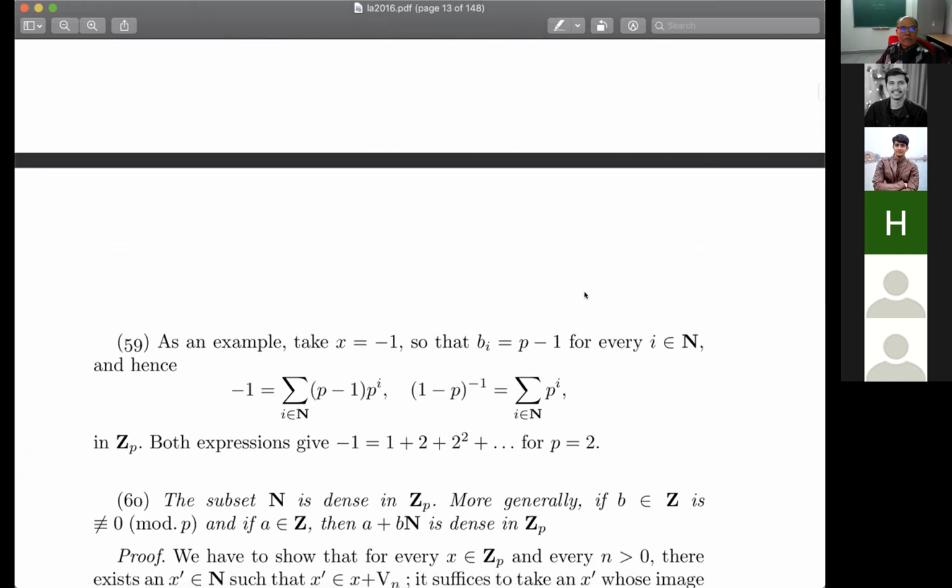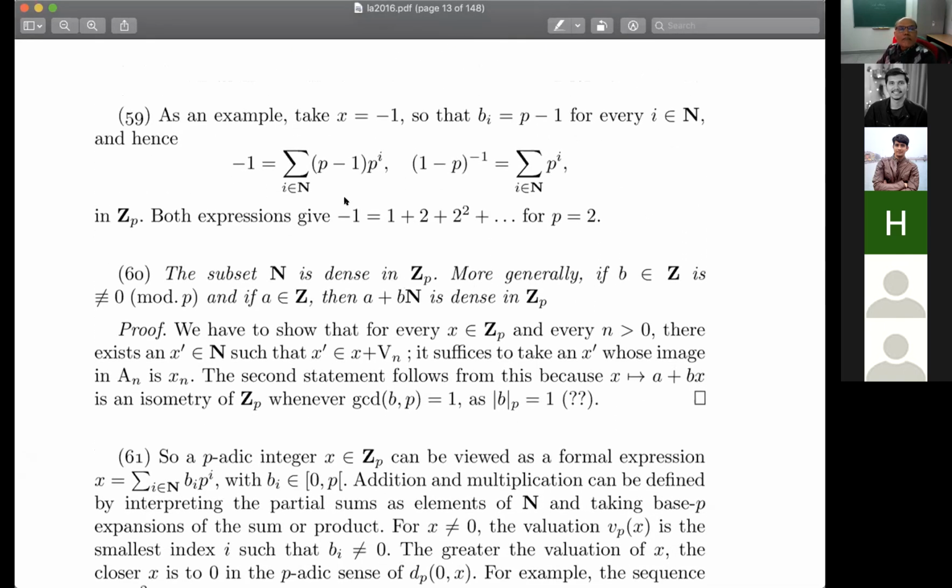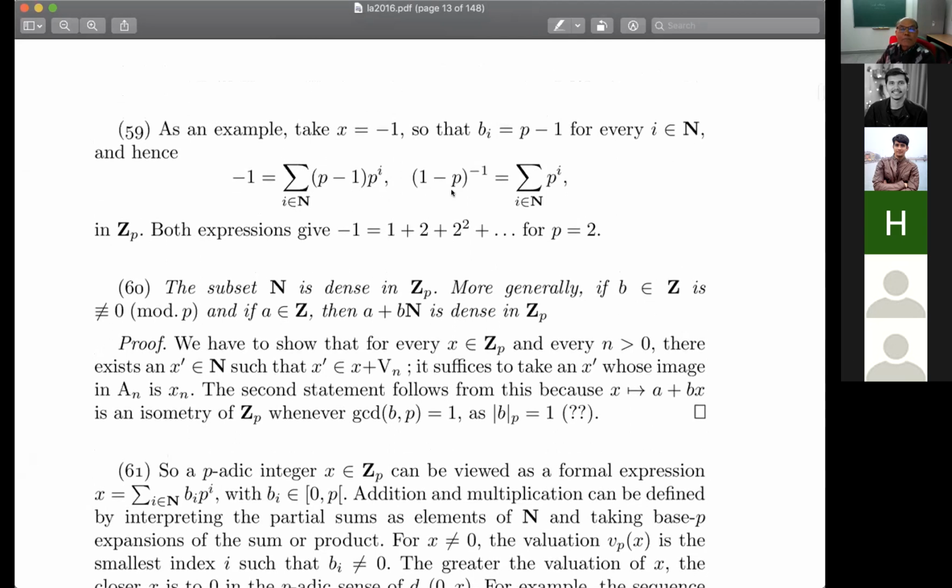Okay, so for example, what's the p-adic expansion of -1? The digits are p minus 1, p minus 1, p minus 1 all the way. And what is the p-adic expansion of 1 minus p? 1 minus p is invertible, of course. Why? Because modulo p, it's non-zero, so it has to be invertible. So its inverse has to be a p-adic integer. Which integer is it? Or in other words, what's the p-adic expansion of 1 minus p inverse? It's this one.